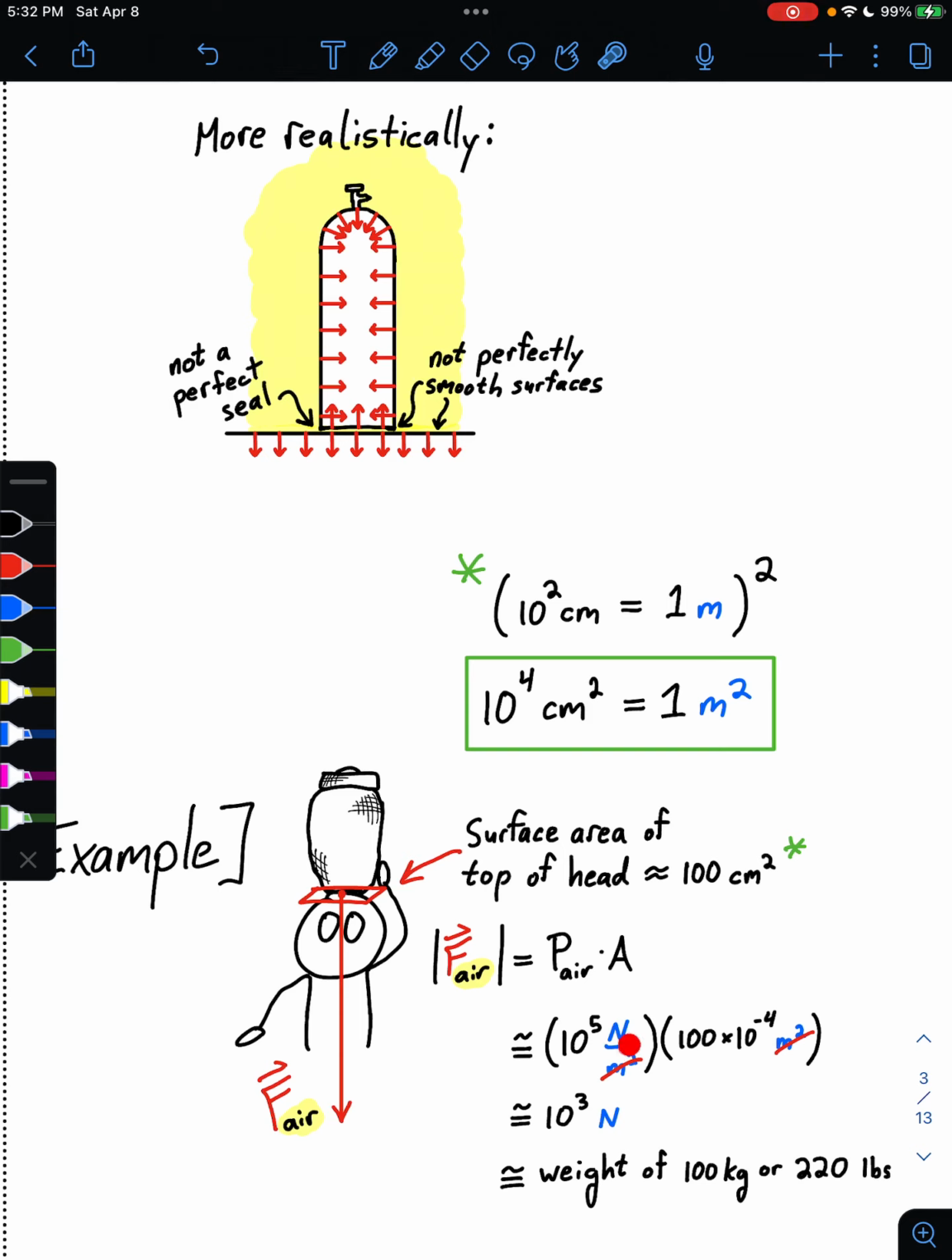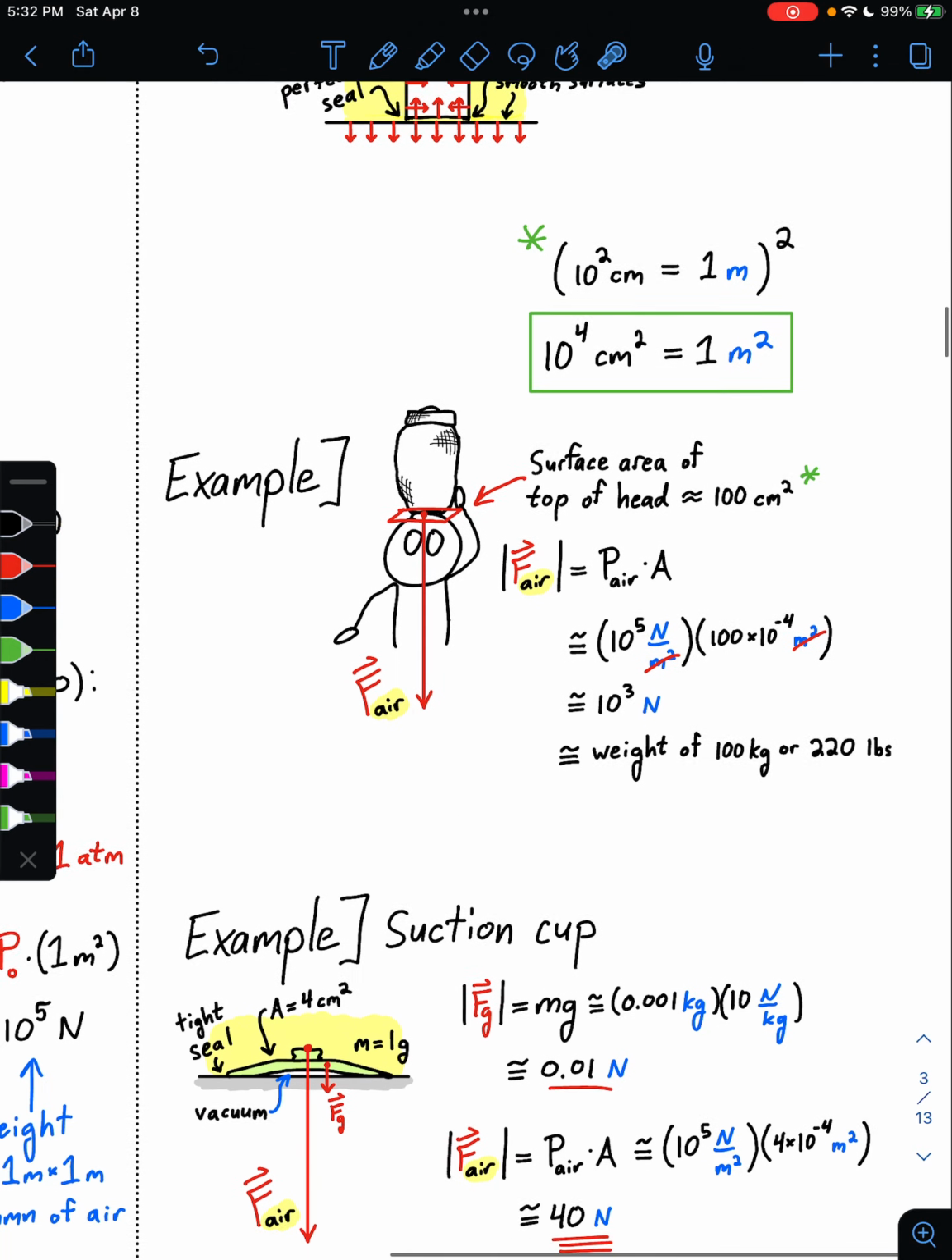But it does still press on your body as a whole, and your anatomy is accustomed to that pressure. This 10 to the 5th newtons per square meter of pressure on not just the top of your head, but on the side of your face and on your elbow and on your chest, and pressing in on all parts of your body all the time. That's a fact of life.